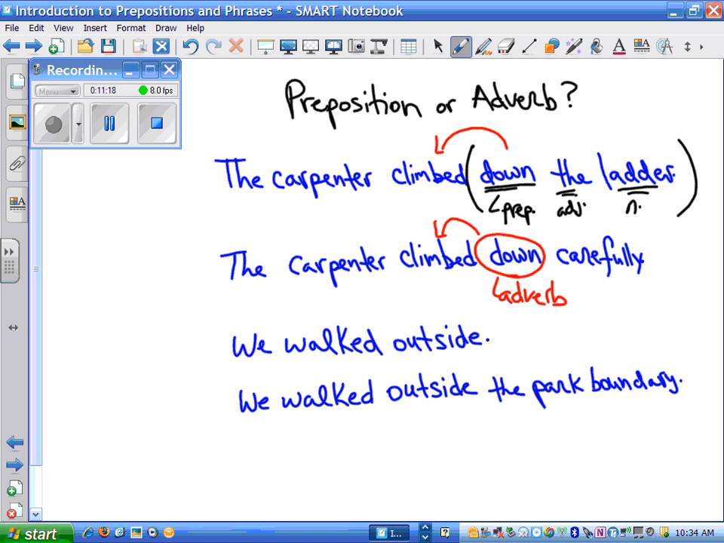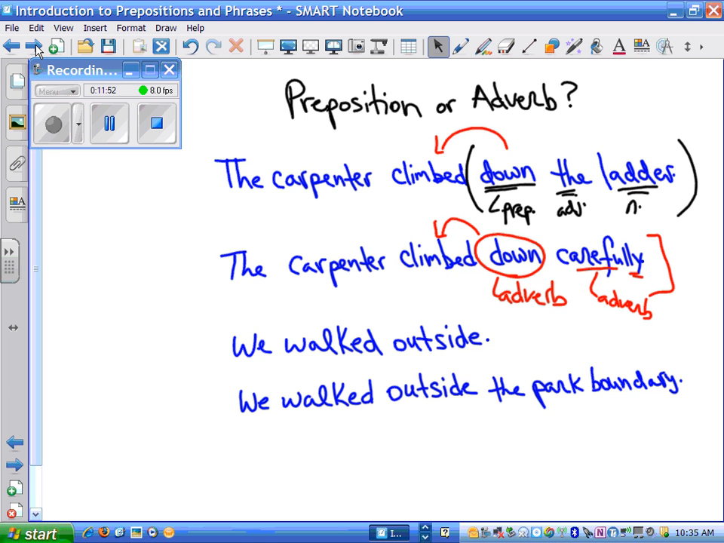Right? Remember, prepositions help to show relationships between a noun and some words. But look at this. At the end of the sentence, there are no nouns. There are no pronouns. What do we have? Just another adverb. Okay? So since there are no nouns or pronouns to create a phrase, then we would treat down in this case as an adverb.